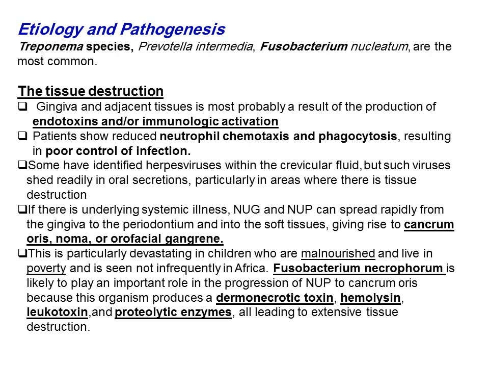Fusobacterium plays an important role in the progression of the necrotizing ulcer of periodontitis to cancrum oris or noma, because this organism produces dermonecrotic toxin, hemolysin, leukotoxin, and a proteolytic enzyme. All these materials lead to extensive tissue destruction.